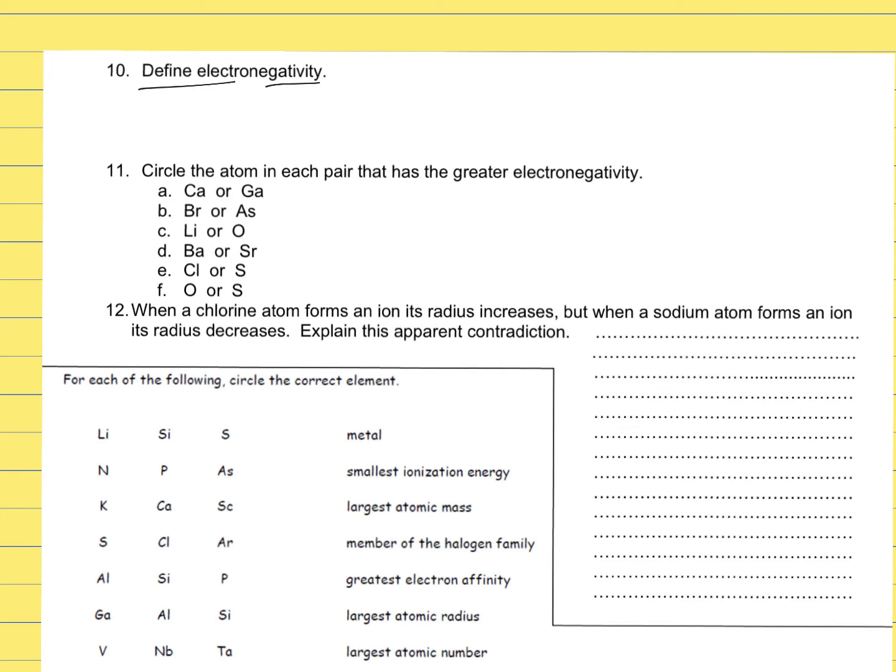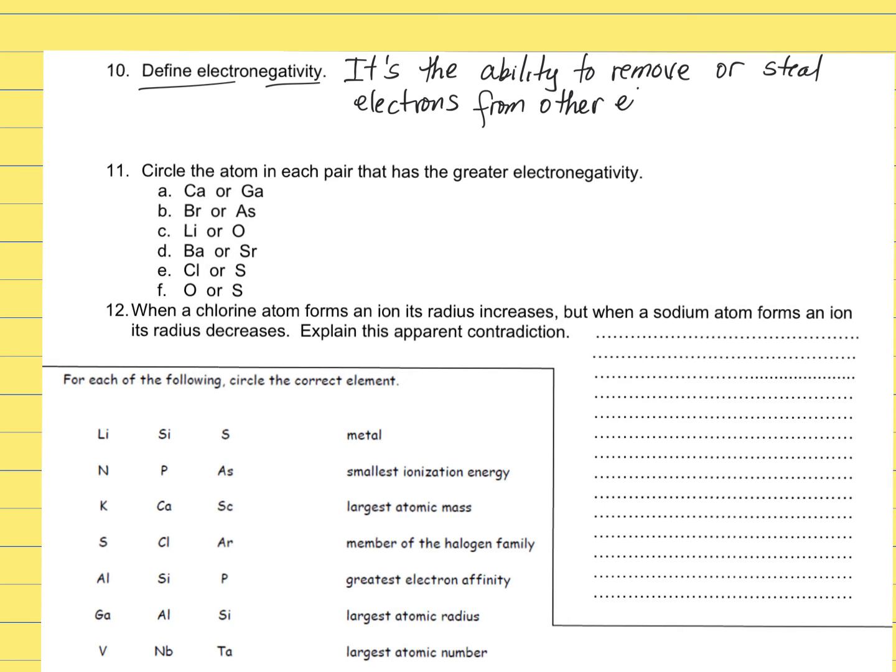Define electronegativity, it is so simple. In other words, electronegativity, it is, let me start with uppercase, it is the ability to remove electrons, or steal electrons from other elements.